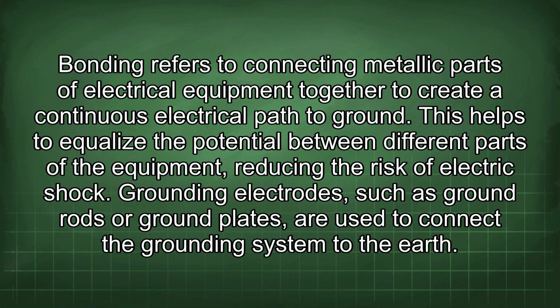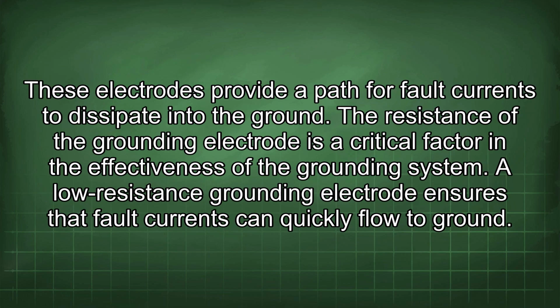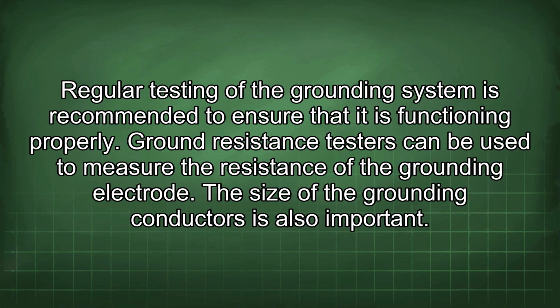Grounding electrodes, such as ground rods or ground plates, are used to connect the grounding system to the earth. These electrodes provide a path for fault currents to dissipate into the ground. The resistance of the grounding electrode is a critical factor in the effectiveness of the grounding system. A low-resistance grounding electrode ensures that fault currents can quickly flow to ground. Regular testing of the grounding system is recommended to ensure that it is functioning properly. Ground resistance testers can be used to measure the resistance of the grounding electrode.